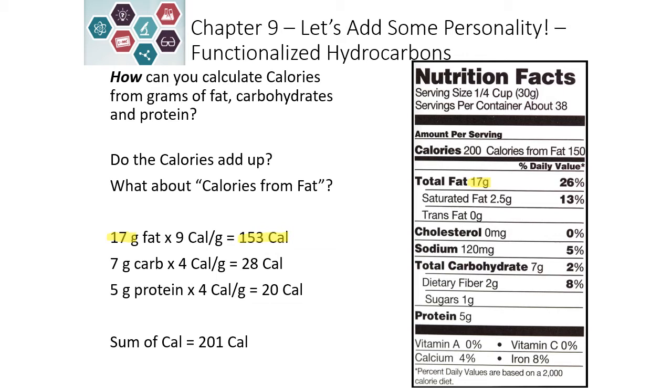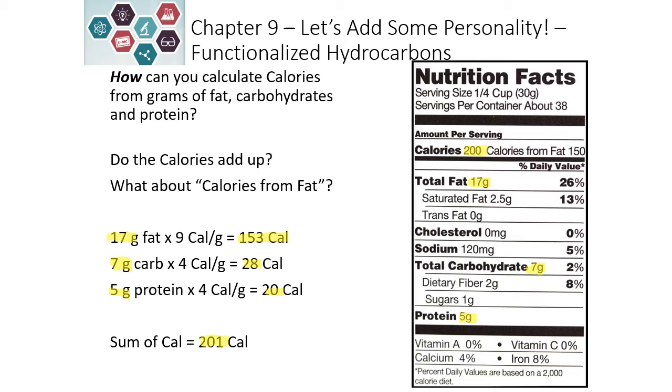We look at the amount of carbohydrates. We have 7 grams of carbohydrates at 4 calories per gram. That gives us 28 calories. And if we look at our protein, we have 5 grams of protein at 4 calories per gram, giving us 20. If we add up these calories, we come up with 201 calories. On our food label, it tells us that we would get 200 calories. So this does add up using this 9-4-4 rule. Calories tend to be rounded to the nearest 5 calories on food labels.